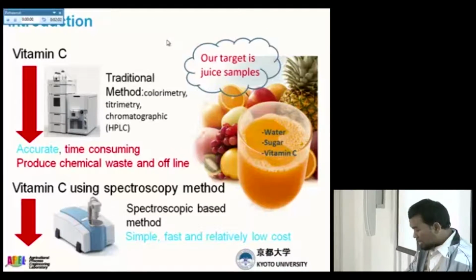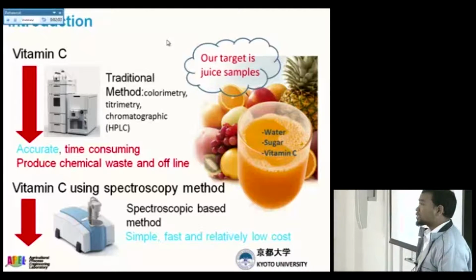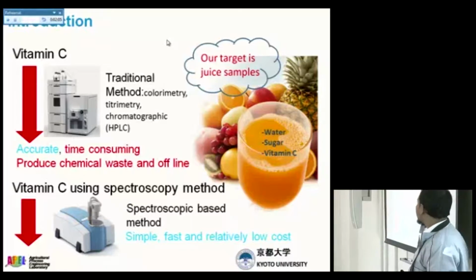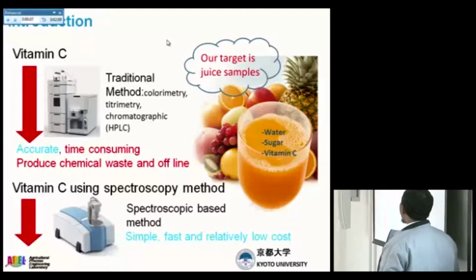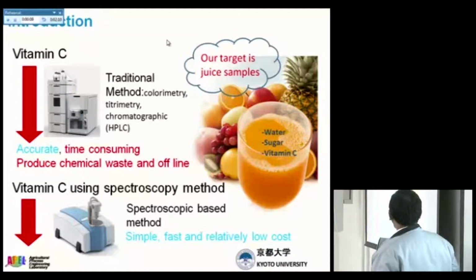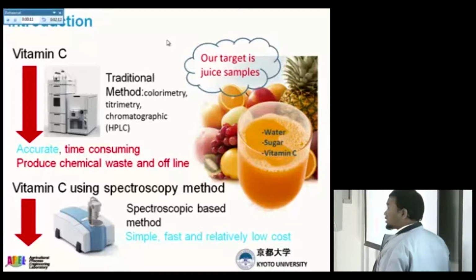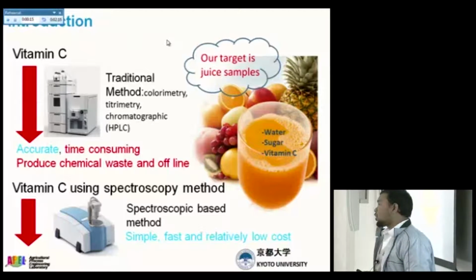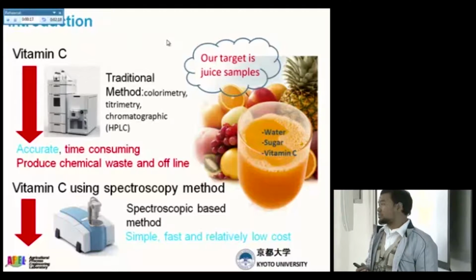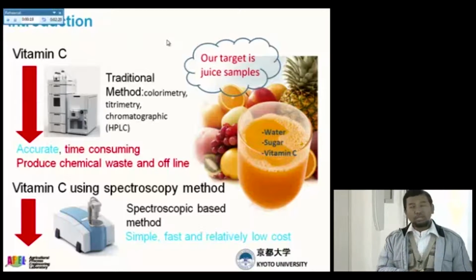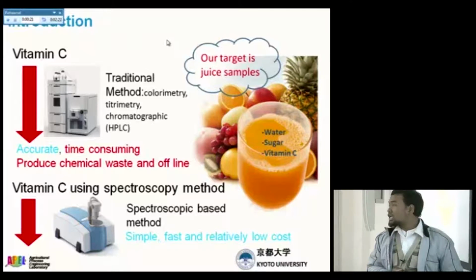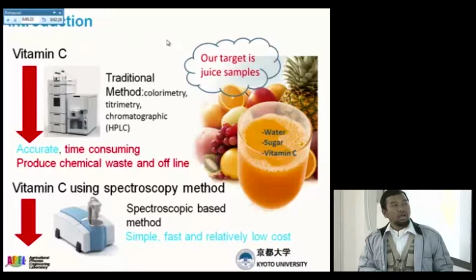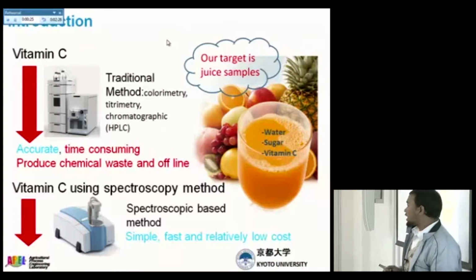Okay, from now, let's start our brief presentation. Vitamin C is one of the main components of fruits, both in fresh and processed juice. To measure the concentration of vitamin C, we usually use wet chemical methods such as colorimetry, titrimetry, and HPLC methods. Each method has its limitations.